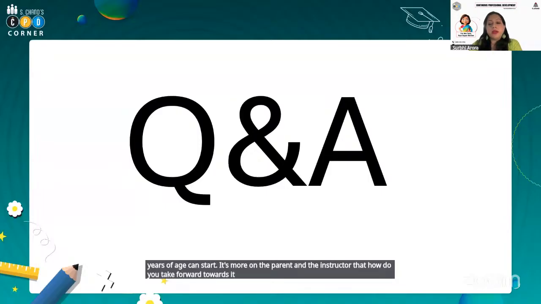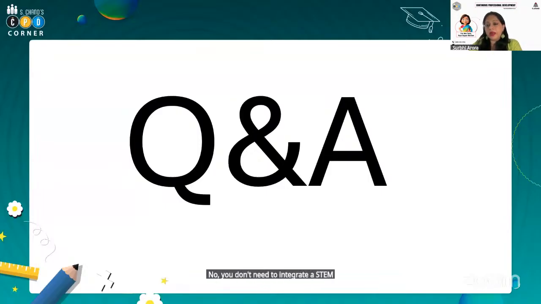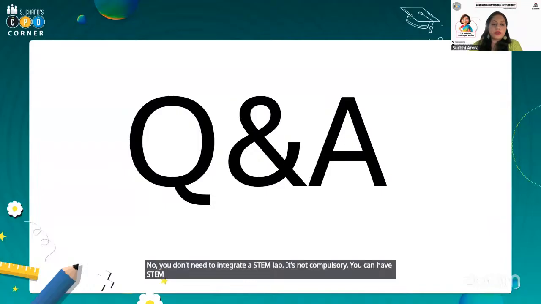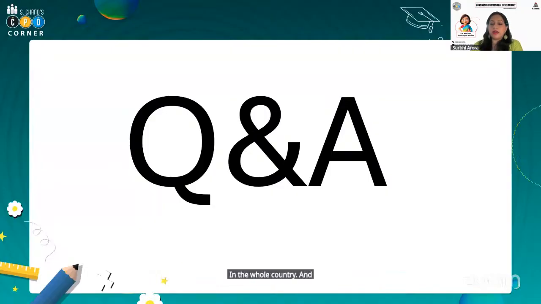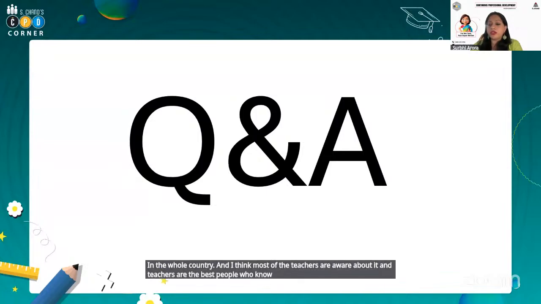No, you don't need to integrate a STEM lab. It's not compulsory. You can have STEM using basic material which is available around you, and you don't have to increase the cost. We are India. We are full of jugaad in the whole country, and I think most of the teachers are aware of it, and teachers are the best people who know how to check a paper even without a pen.